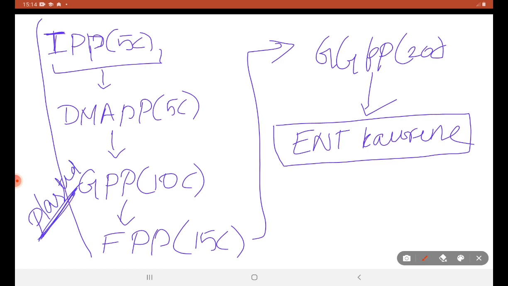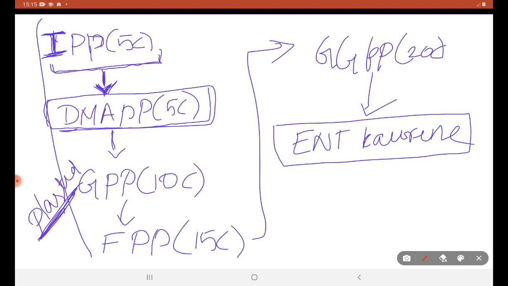I can't type all these things, this flow chart, so I am drawing it. Please adjust with my drawing. IPP is being converted into dimethylallyl pyrophosphate. Dimethylallyl pyrophosphate is being converted into geranyl pyrophosphate, farnesyl pyrophosphate, then geranylgeranyl pyrophosphate, then ent-kaurene. Ent-kaurene is the final product of plastid.